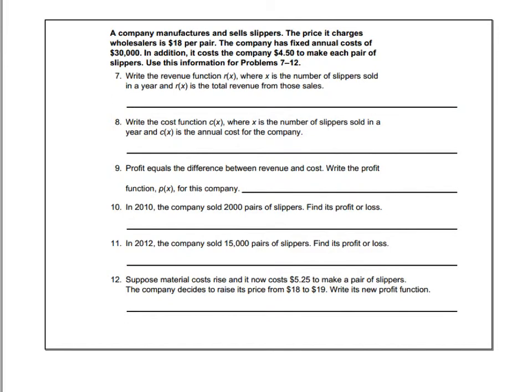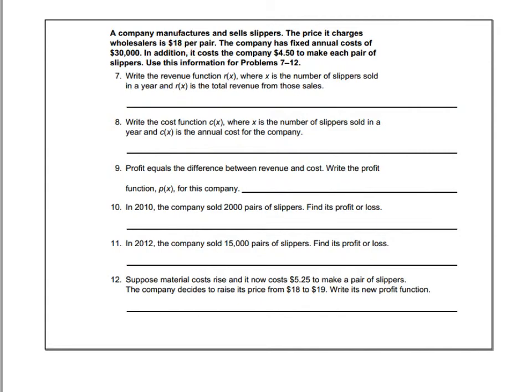We have a company who manufactures and sells slippers. It charges their wholesale customers $18 per pair, so that's money that they make. They also have a fixed annual cost of $30,000. Annual means yearly, so every year, in order for their company to sell the slippers, they have a $30,000 fixed cost. And in addition, it costs the company $4.50 to make each pair of slippers. Well, revenue is money that they get from selling. So that's going to refer to the $18 per pair.